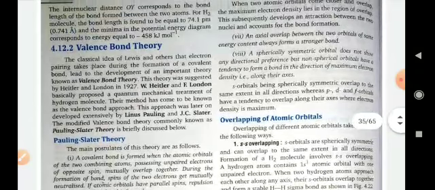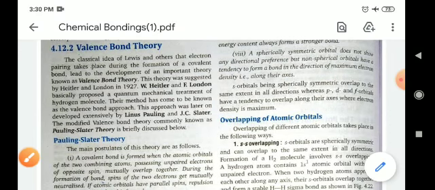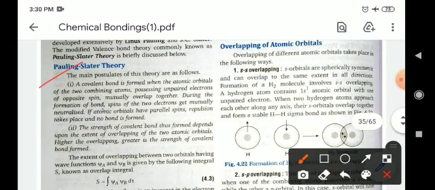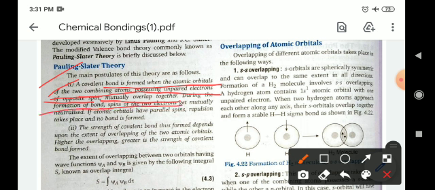Now come to the valence bond theory. So what is the valence bond theory? Pauling's theory, the main postulate of this theory: a covalent bond is formed when atomic orbitals of two combining atoms possessing unpaired electrons of opposite spin mutually overlap together, and during the formation of the bond, the spins of the two electrons get mutually neutralized. If atomic orbitals have parallel spin, repulsion will take place and no bond is formed.